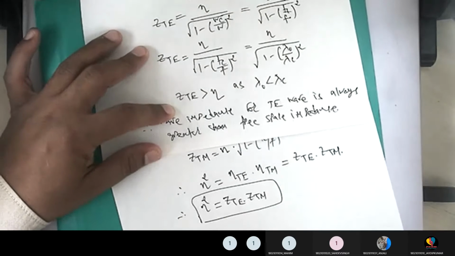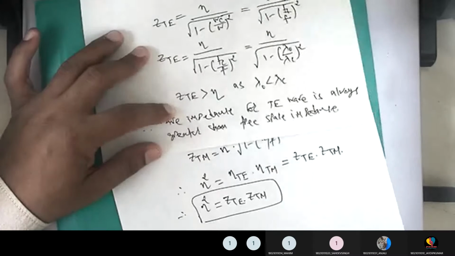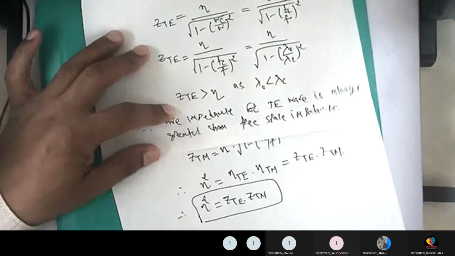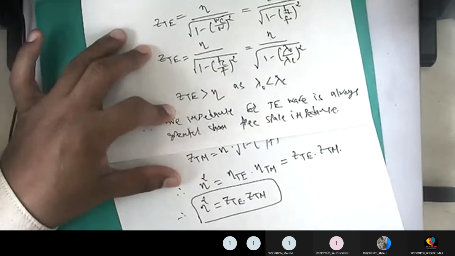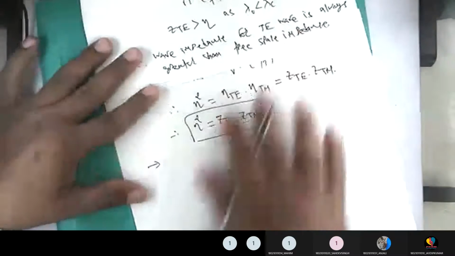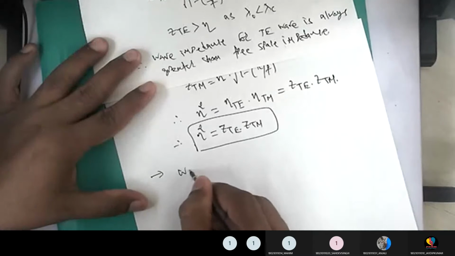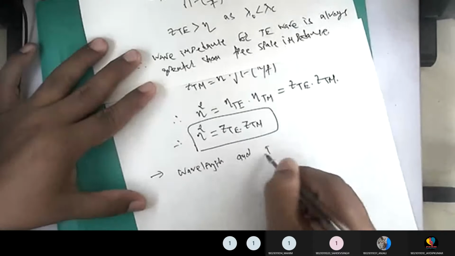Now the only term that I missed is the phase velocity. Last time also I derived the phase velocity, but I feel that I have not derived that part. So let me derive the phase velocity and the group velocity and the wavelength and the impedance relations. Very quickly, it will take only 2 to 3 minutes. So let me first derive the wavelength and the impedance relations.